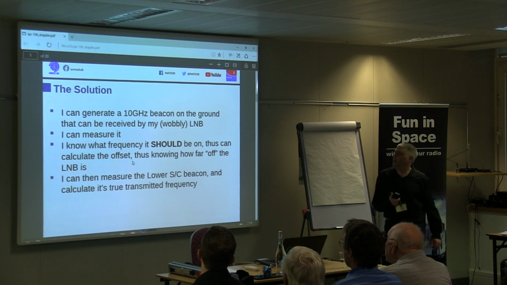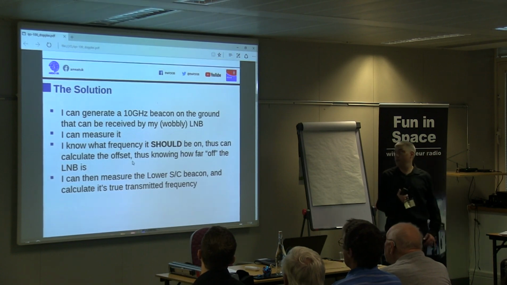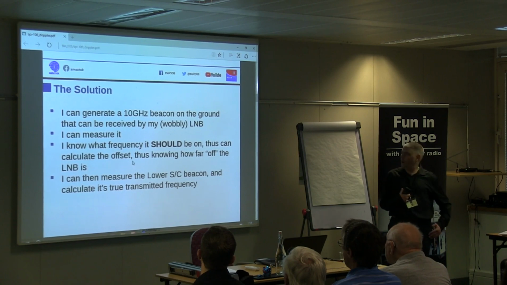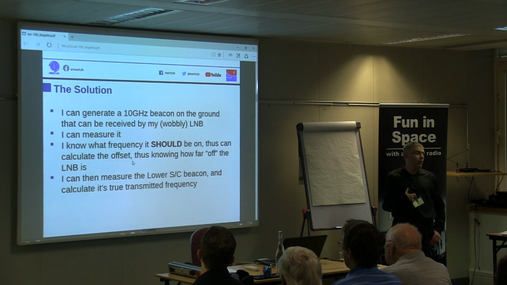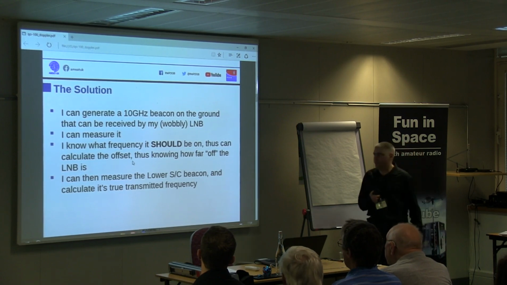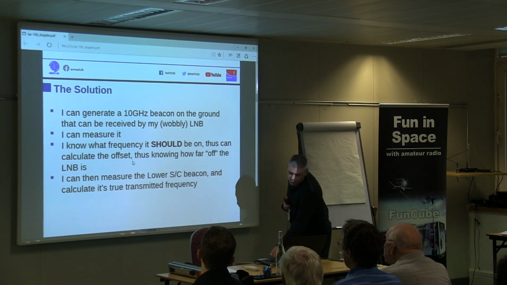I can generate a local 10 gig beacon on the ground that I can receive through my wobbly LMB. I can measure its frequency. I know what frequency it should be on, and therefore I can calculate the offset, knowing how far off the LMB is. I can then measure the lower spacecraft beacon and calibrate its true received frequency, rather than where the LMB said it was.